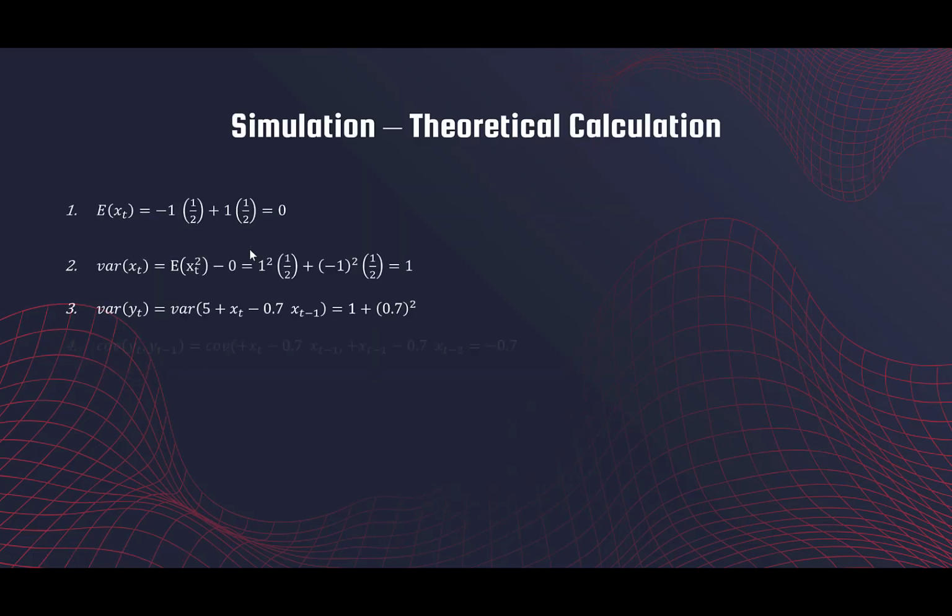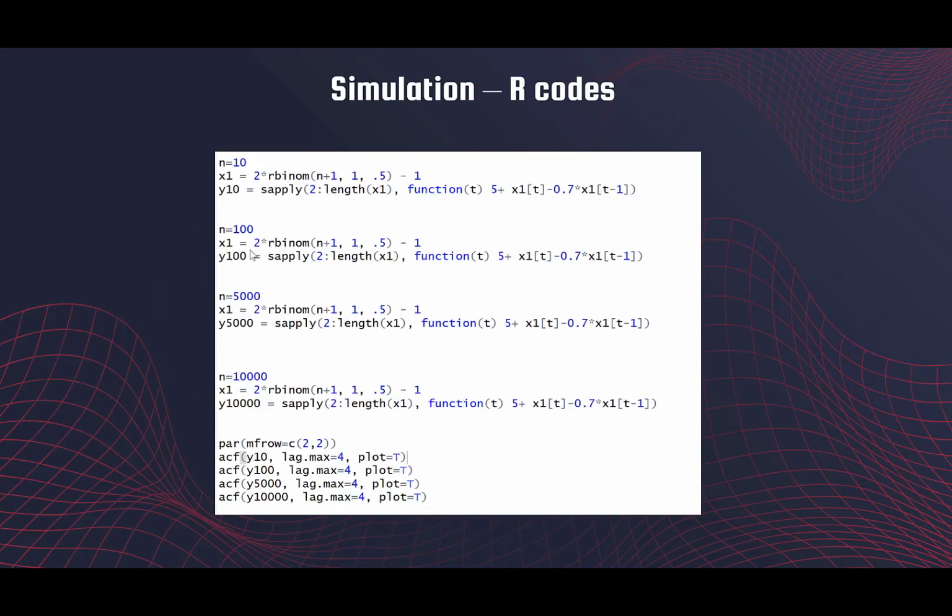So that's why I created an extra x point here. And so y10, I have added the sample size to the names to help us make sense of the plots later on. So the data is generated in this way. Same thing for sample size 100, 5,000, 10,000. And this is the code for plotting all of the autocorrelation functions.